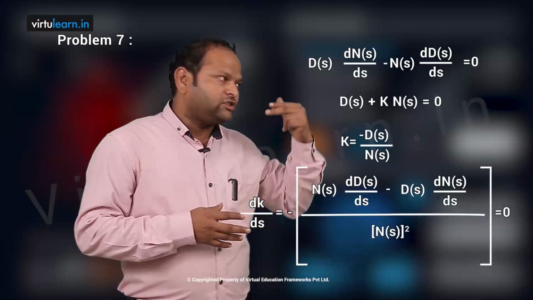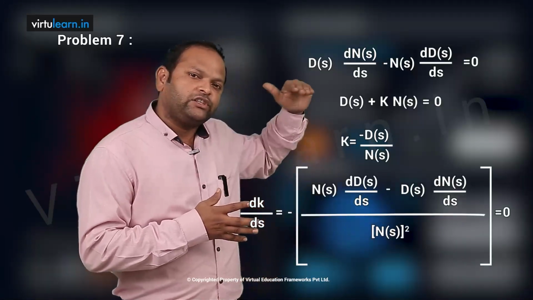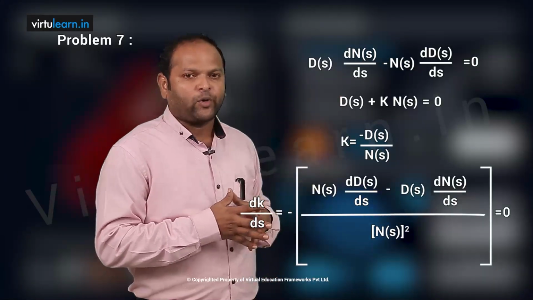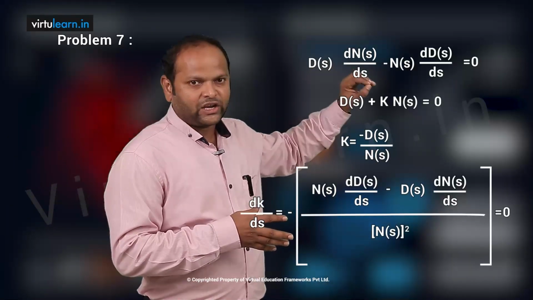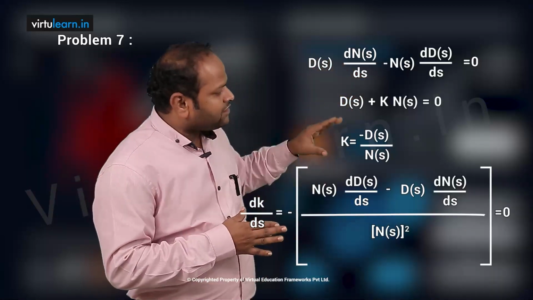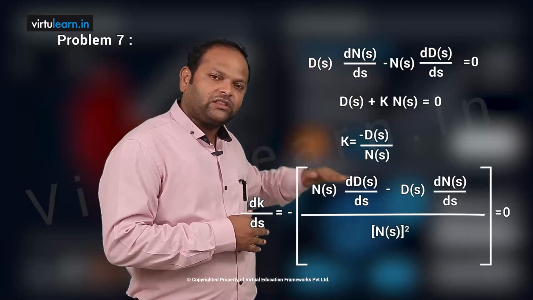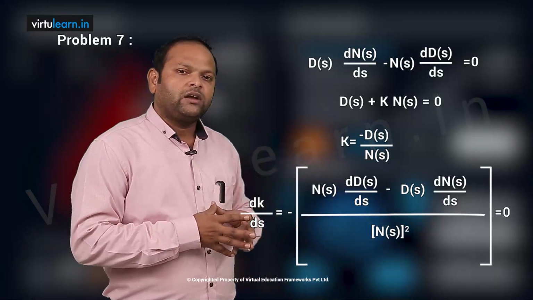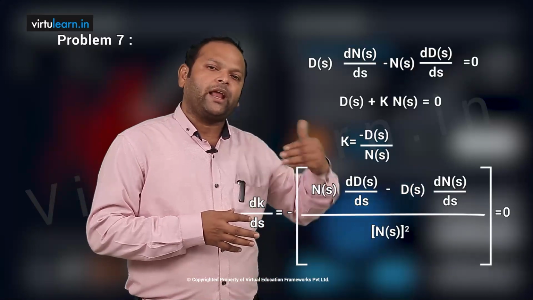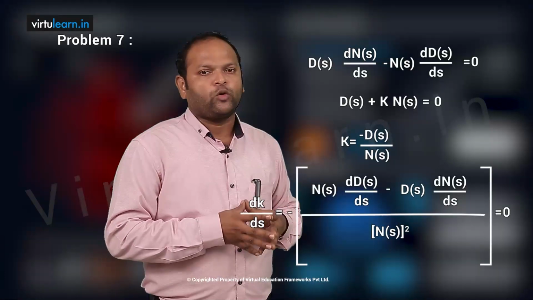Now if you look at equation 2 and equation 3, both are the same. Equation 2 is the equation to find the breakpoints, or the multiple roots of the characteristic equation for a particular k value, and equation 3 is the same thing. Therefore, instead of solving equation 2, we can take equation 3, which has come from dk by ds equal to 0. Hence we can prove that when you solve dk by ds equal to 0, you will get the breakaway points or break-in points of the system, if they exist in the given open loop transfer function.